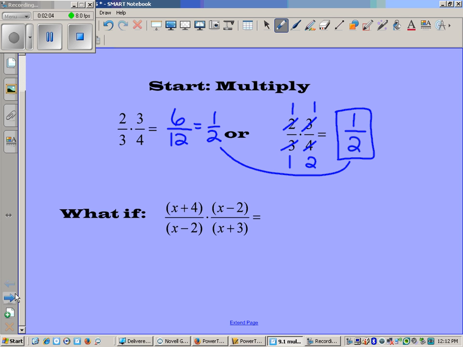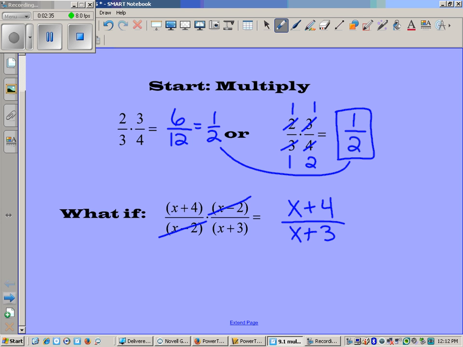Could I reduce? But I can only reduce anything on top with the stuff on bottom if that stuff matches. So is there anything on top, the whole group, that matches with the whole group on bottom? Can I take this x minus 2 and this x minus 2 because they're the same exact thing and reduce it? So then what do I have left on the top? An x plus 4, right? And what do I have left on the bottom? An x plus 3?